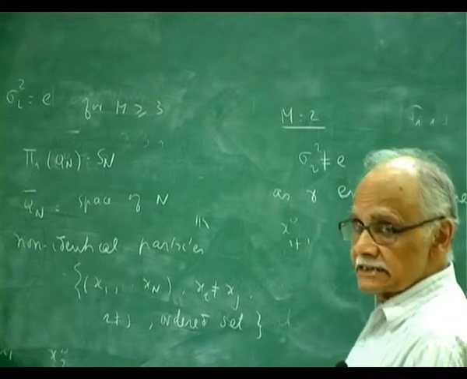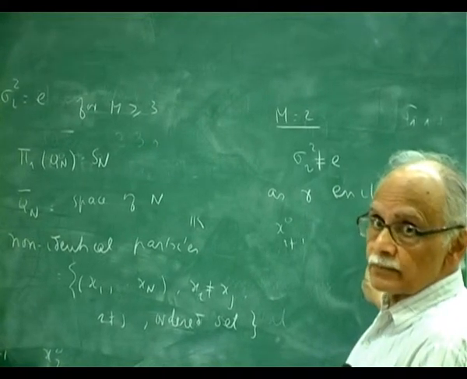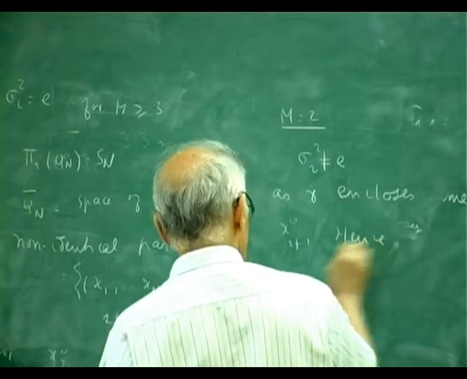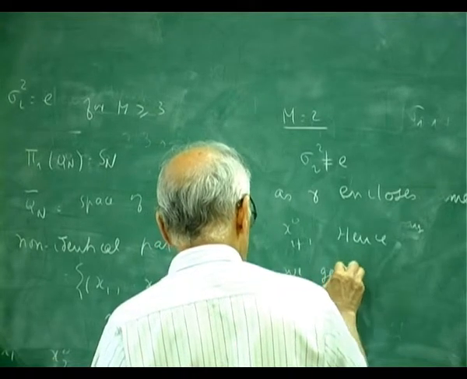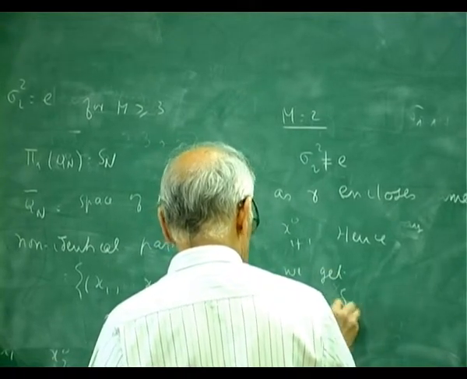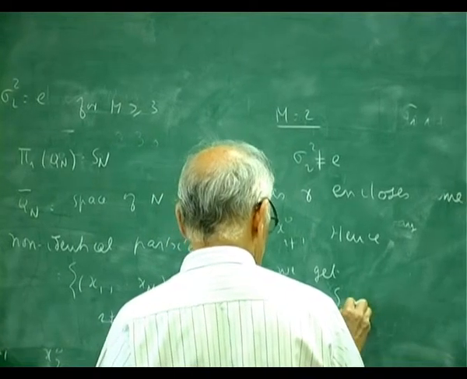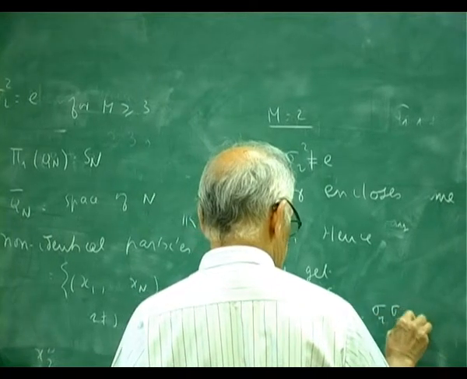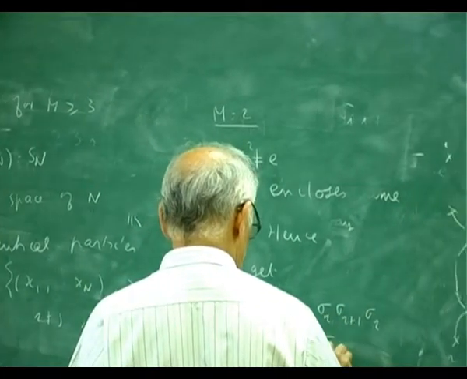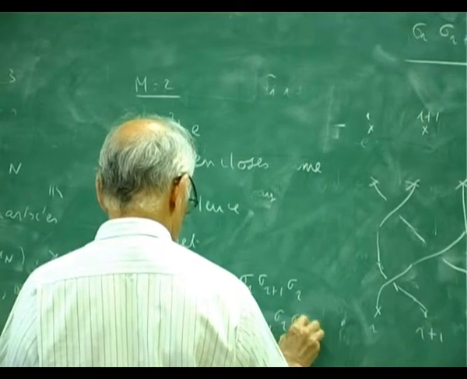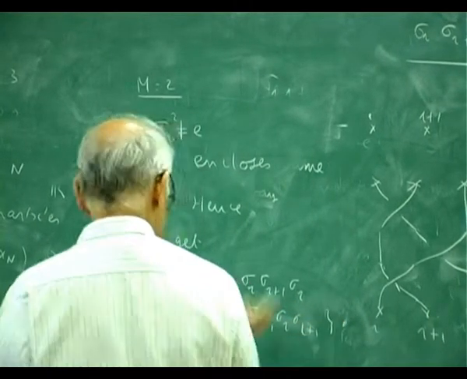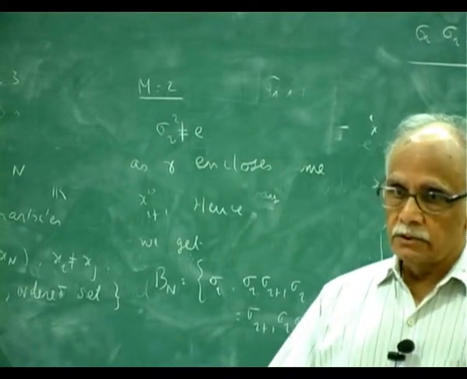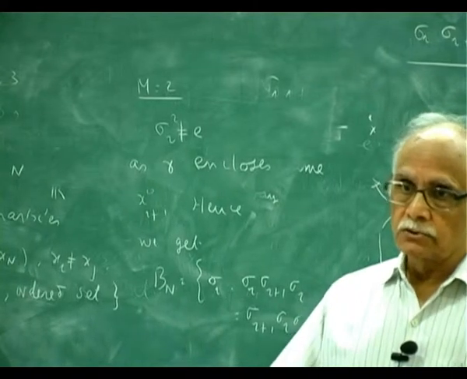So if you drop this relation, hence we get what is called a braid group. This braid group is generated by sigma I, with sigma I plus 1 sigma I sigma I plus 1 equal to sigma I sigma I plus 1 sigma I. This is the definition of the braid group. You just drop the statement that the square is 1. That's all.